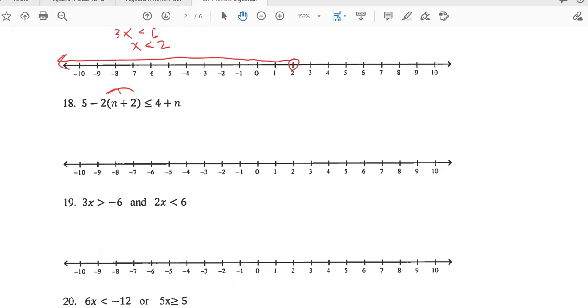Here, let's again distribute here. So we have 5 minus 2n plus, I guess negative 4, I should have said negative 4, less than or equal to 4 plus n. So there's different ways of doing this. I'm going to subtract n, so I get negative 3n over here. I guess plus 1 less than or equal to 4. I get negative 3n less than or equal to 3 when I subtract 1. Divide by negative 3. When you divide by a negative, you've got to switch the direction of the sign. So now it will be greater than or equal to negative 1.